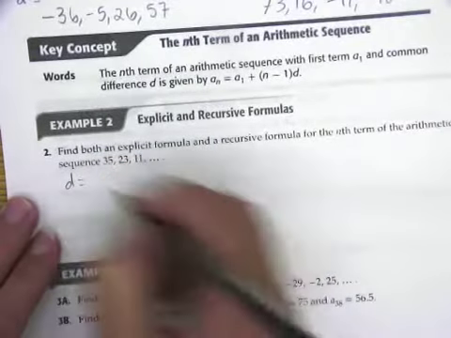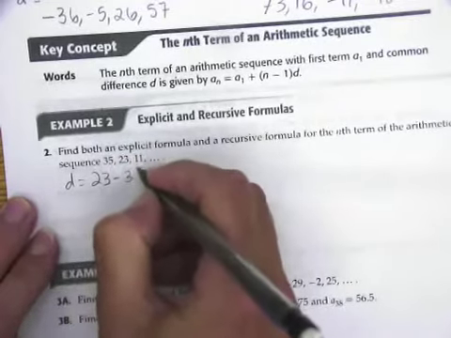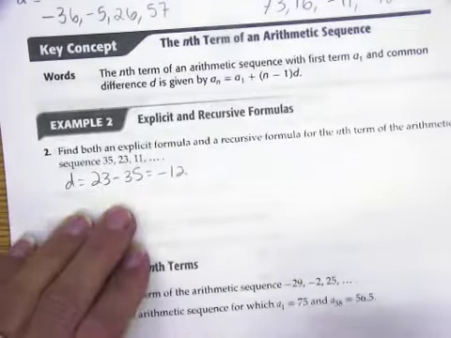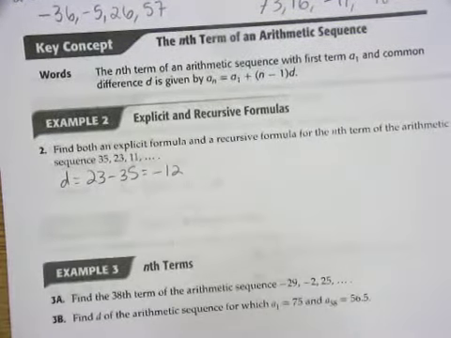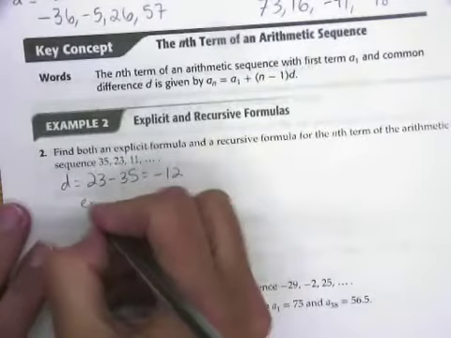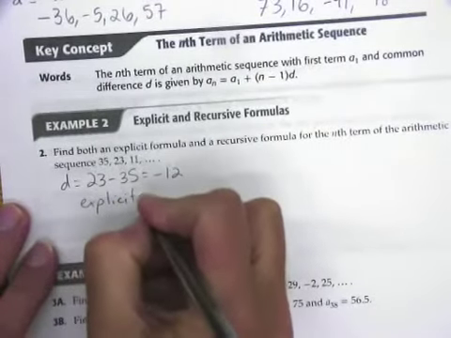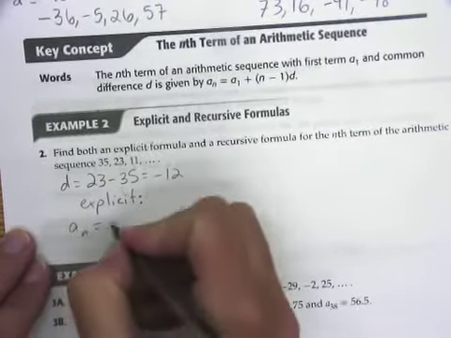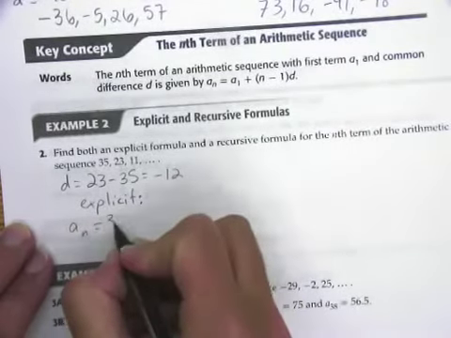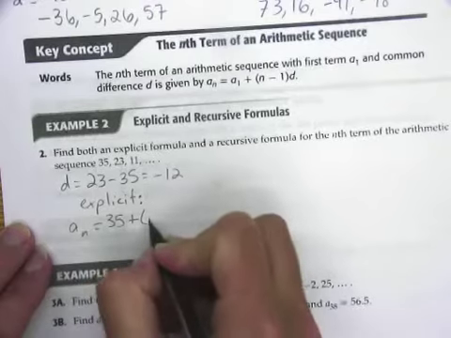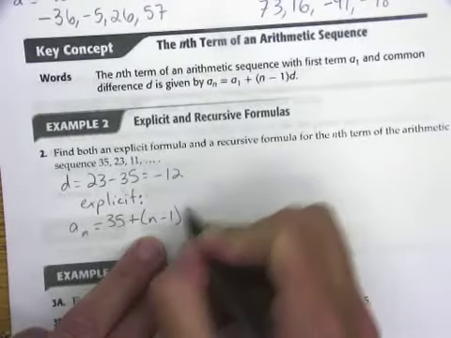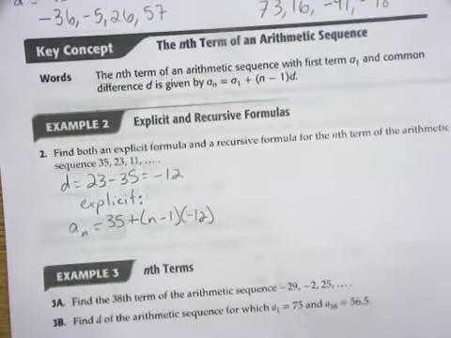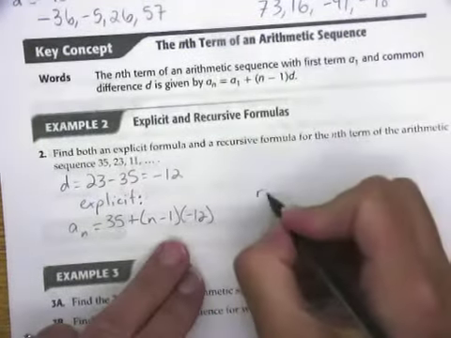So the value of d is 23 minus 35. So that's negative 12. And now I have everything I need in order to find my explicit formula, which is a sub n equals, my a sub 1 was 35, plus n minus 1 times my common difference of negative 12. That's my explicit formula.